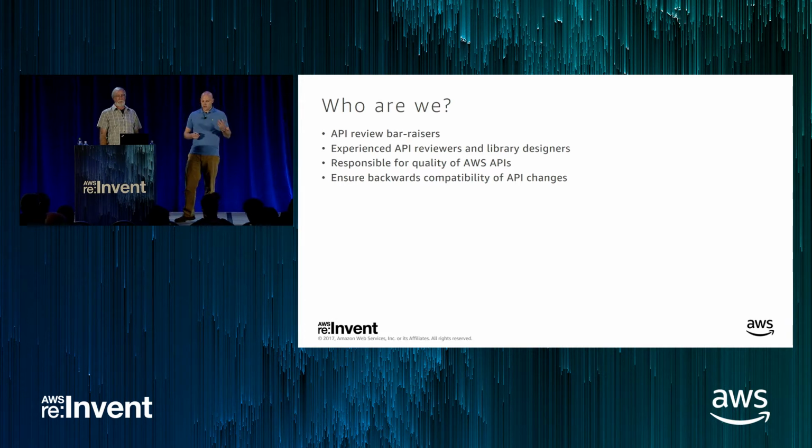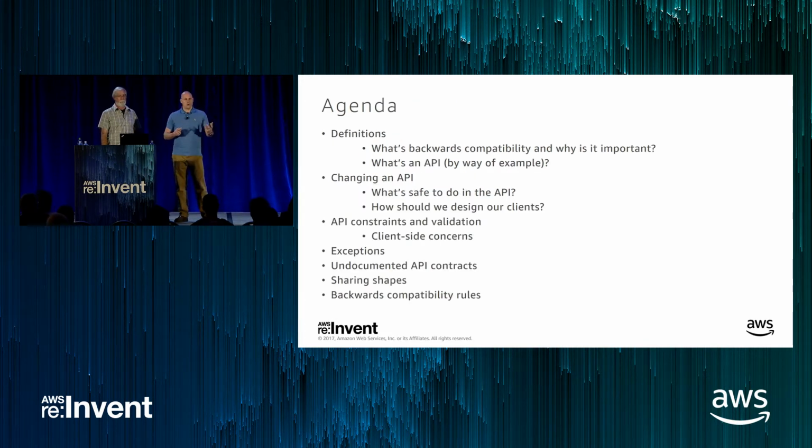There are two core things that we want you to take away from this today. The first is an understanding of what some of these rules are, so that when you're interacting with AWS services you can understand what we might change and what we will not change, or will try not to change. That's giving you some information about how to consume AWS services. The second side of it is, when you're designing your own APIs and libraries, using some of these techniques that we've learned over the years.